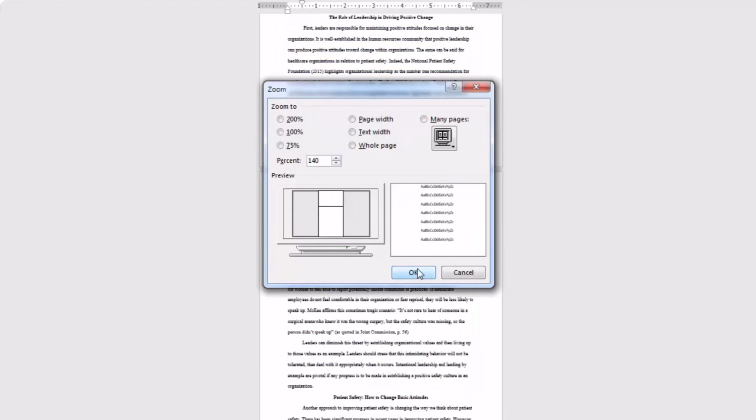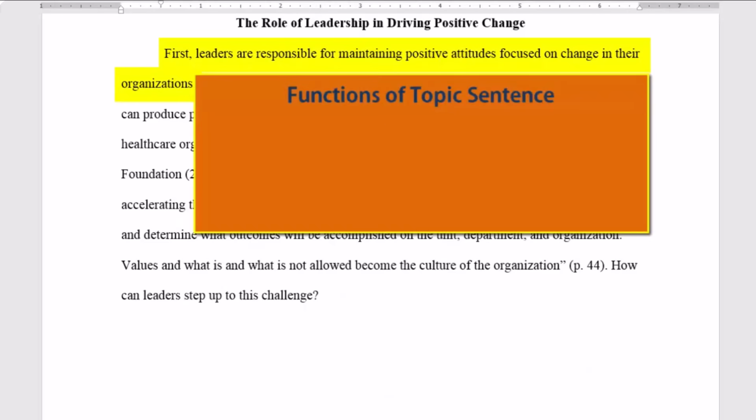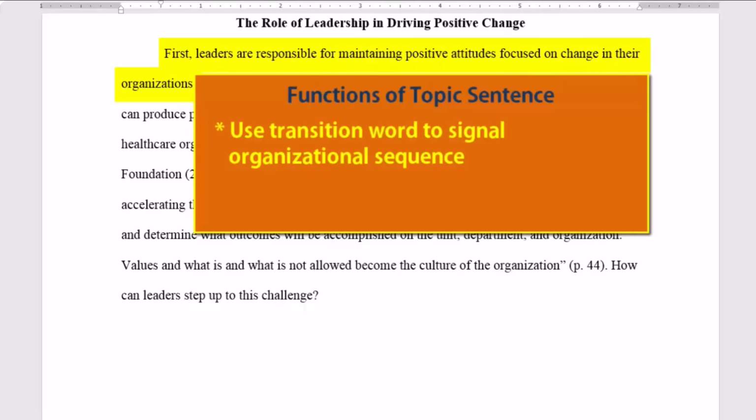Next point. The first sentence of each of these body sections is very important. It has two jobs. First, it should use a signal word or transition word to let the reader know where they are at in the essay. So Marcellus uses the word first to signal that this is the first main point.